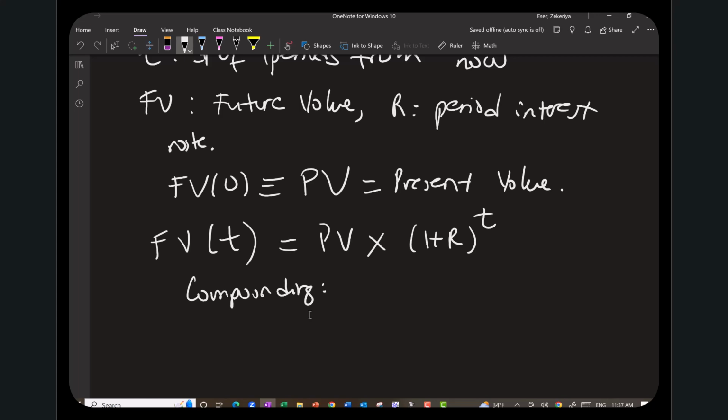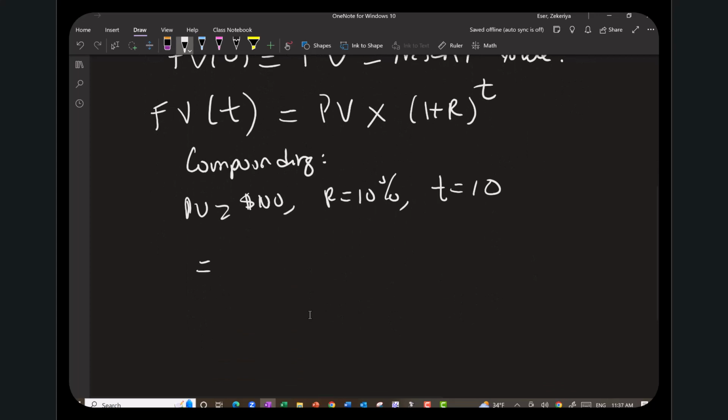So if I invest $100 at an annual interest rate of 10%, and I keep it there for 10 years, how much money will I have 10 years from now? This answers that question. Okay? So if I say PV is $100, R is 10% and T is 10. PV is how much money I have now. R is what percentage interest I earn every year. And T is how many years I'm going to leave it in there.